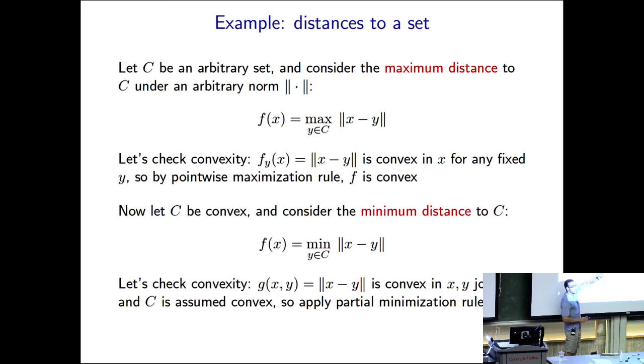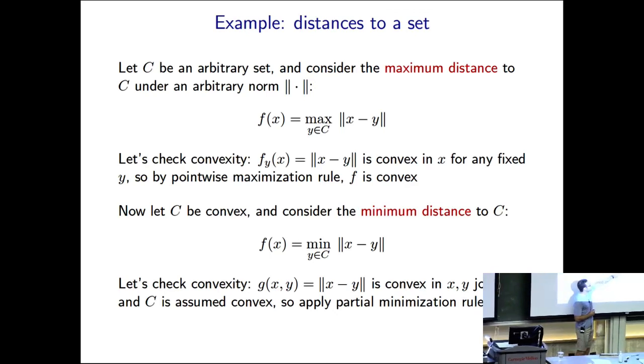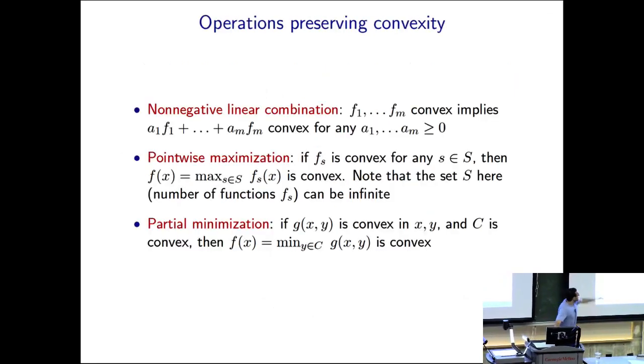Minimum distance is a different story. If we want to talk about the minimum distance to a set C, then we need the set that we're talking about to be convex in the first place, for that function to be convex. So the summary is that minimum distance to a set is a convex function only when C is convex to begin with. Max distance to a set is always convex. And these are just applications of these rules, pointwise max and partial minimization.